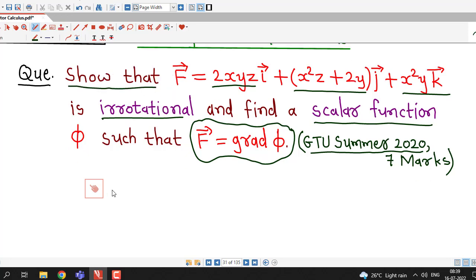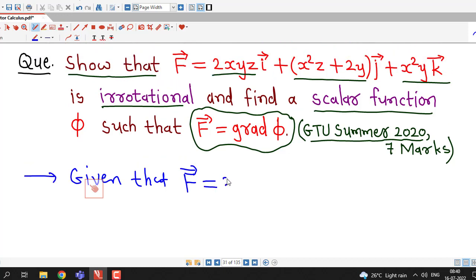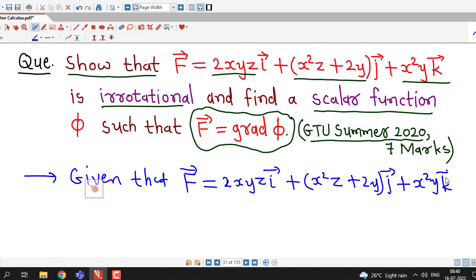So we must find out curl of f bar, and we have to prove that curl of f bar is zero vector. So first we write down the given function, and then we will try to find out its curl. Given that vector field f bar has x component 2xyz i, plus x square z plus 2y times j, plus x square into y times k.